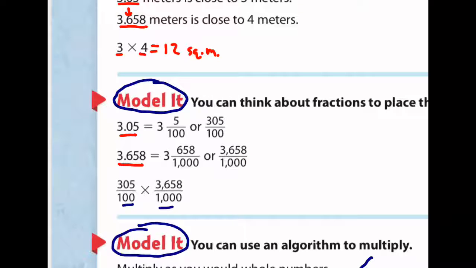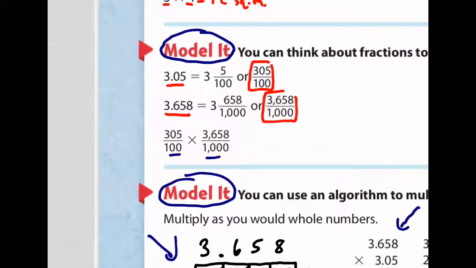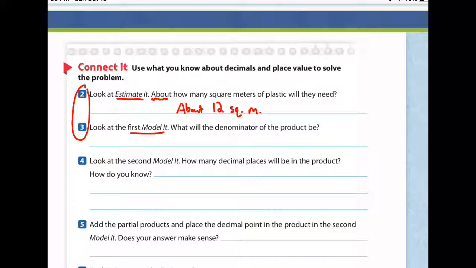Now, if you take these two numbers and multiply them, you'll see down here. Don't worry, you're not going to do those two problems, 305 times 3,658. But they are saying, what will the denominator be? So if you do 100 times 1,000, you write the 1 and you count the zeros. There's 1, 2, 3, 4, 5 zeros. So my denominator is going to be 100,000. So when I go back over here, what will the denominator of the product be?